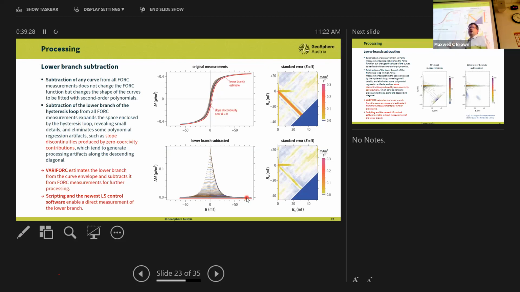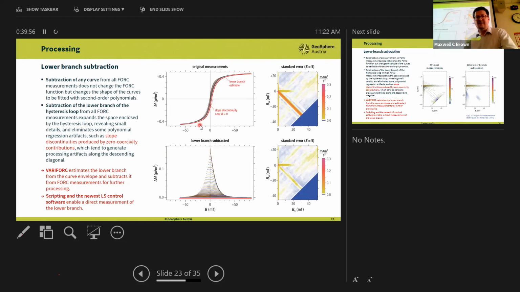There is a rule. You can subtract from your FORC measurement any type of curve, any function, and the FORC will not change because we are actually looking at the second derivative. So with this lower branch subtraction, the problem is that the traditional FORC protocol does not really cover the entire lower branch. So there must be some kind of extrapolation to do it. VARIFORC did it for years in that way. I did it for years in that way.